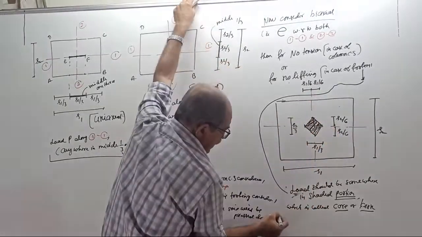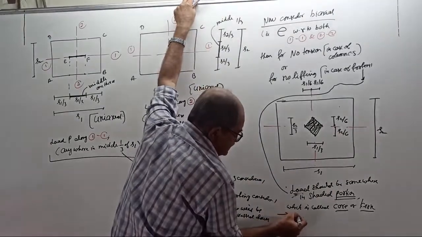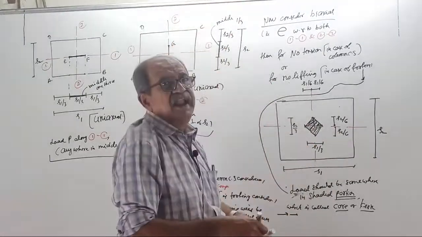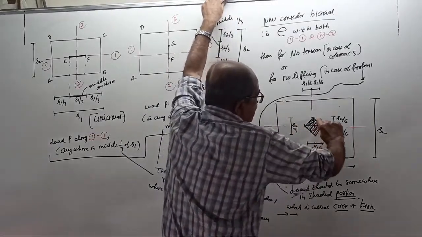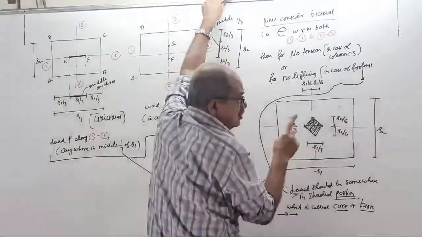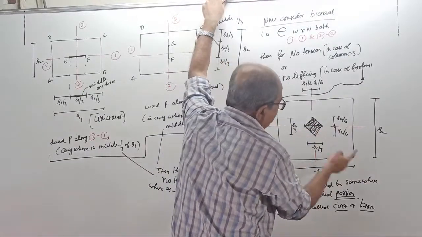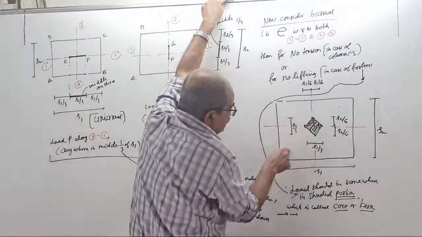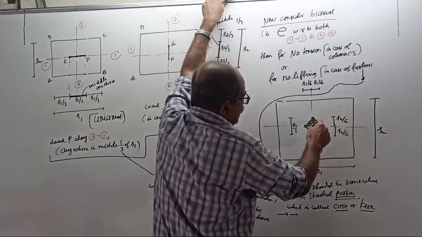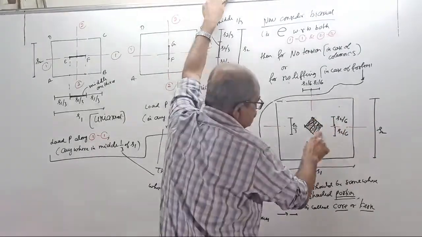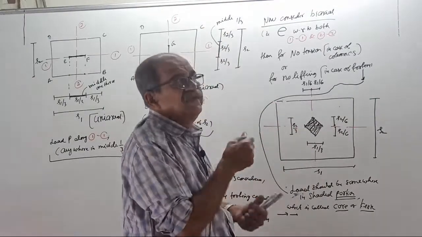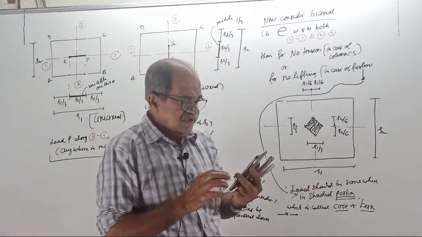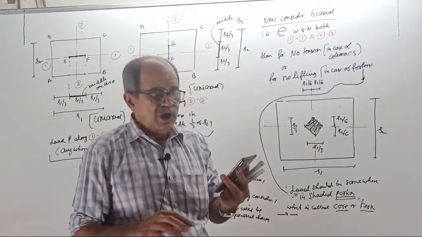And now write a note. In case the load leaves the shaded area, if it comes here, here, here, or here, then this will lift. If it goes this way, this will lift. If it comes this side, this will lift. So the load should be within this shaded area, which is called kern, or some people call core.